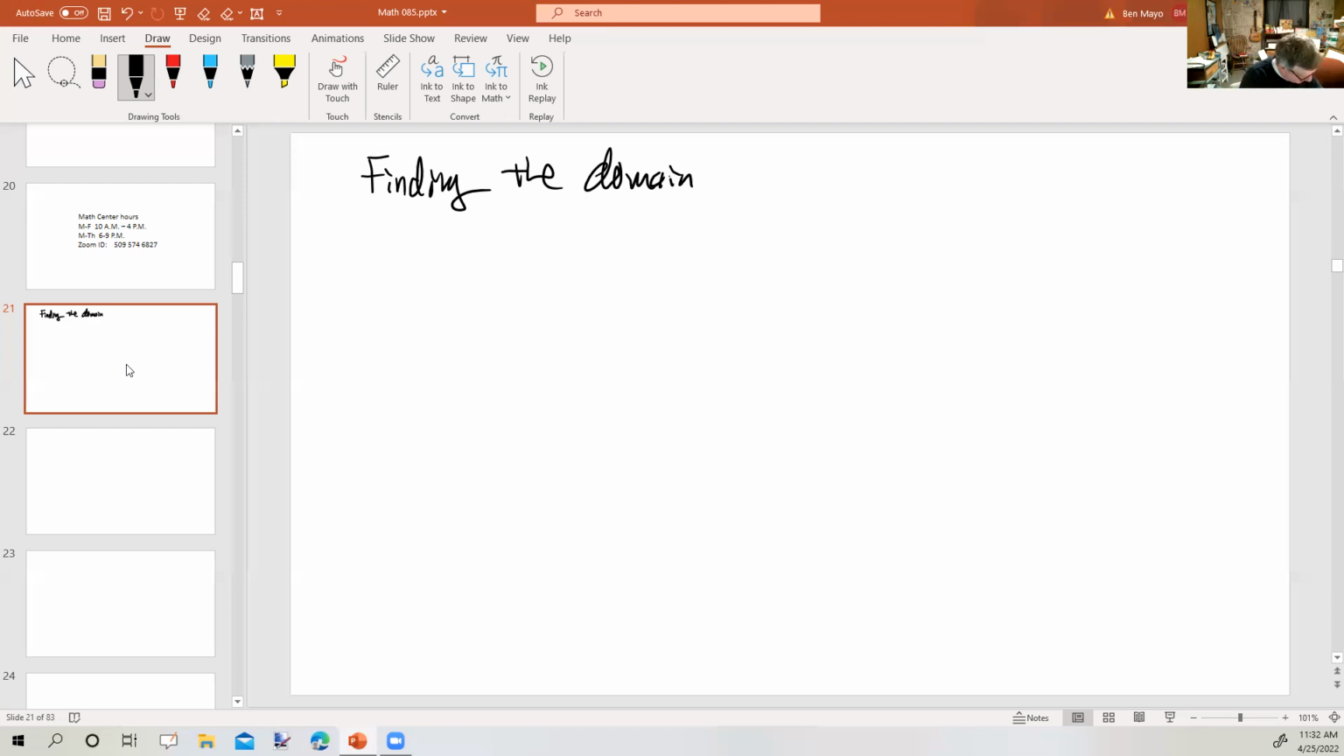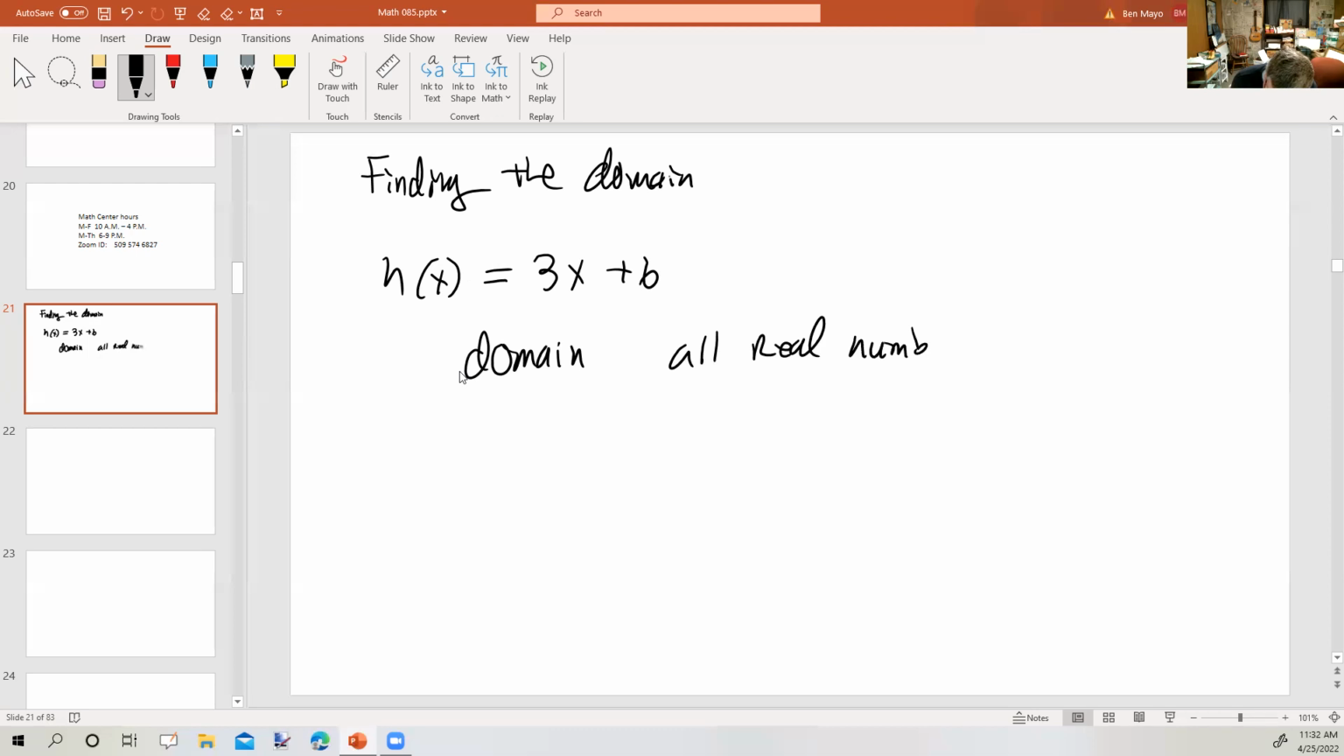Let's take a look at this first example. It says h of x equals 3x plus 6. It says to find the domain. Well, the only variable is in the numerator, so there's no value of x that we could put in here that would make this thing undefined. So the domain would be all real numbers.